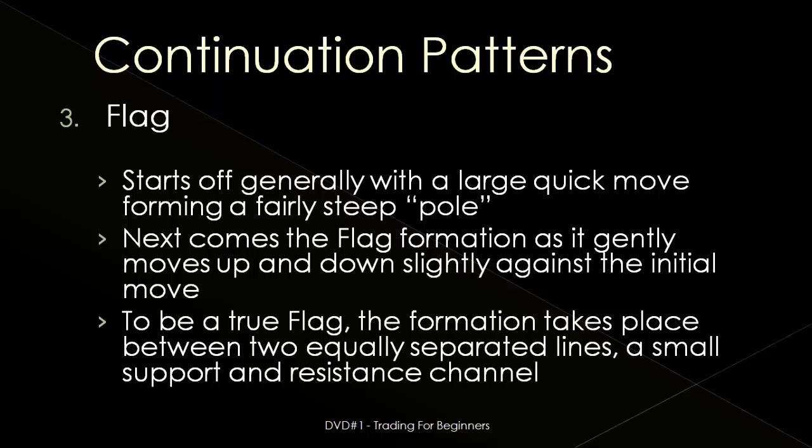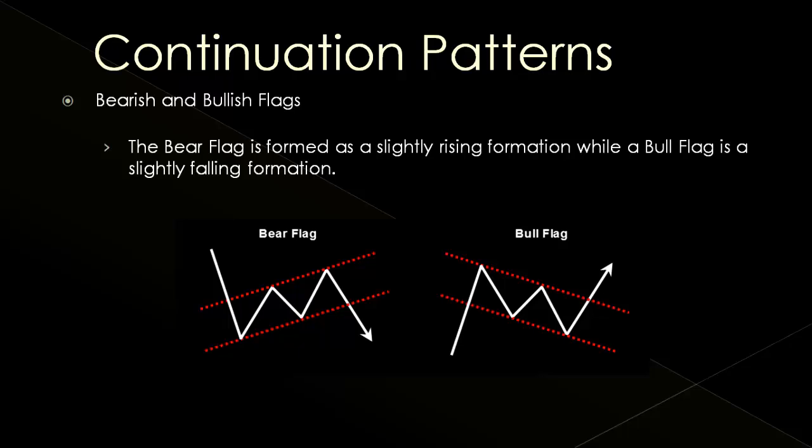Now let's take a look at a flag. Flags generally start off with a large quick move forming a fairly steep pole. Next comes the flag formation as it gently moves up and down slightly against the initial move. To be a true flag, the formation takes place between two equally separated lines, a small support and resistance channel. Here's an example. Here you can see bearish and bullish flags.